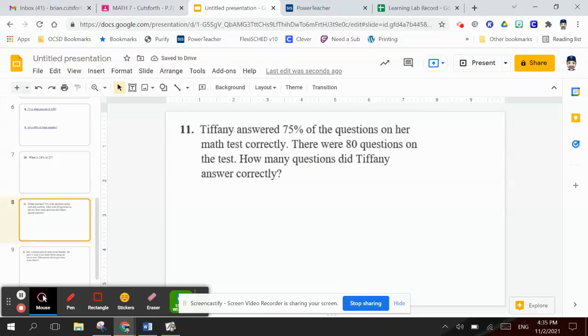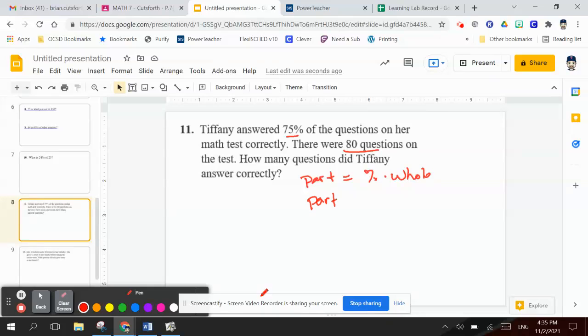Number 11 says Tiffany answered 75% of the questions on her math test correctly. There were 80 questions on the test. How many did Tiffany answer correctly? So we know the percent and we know the total. We need to find the part. So the part equals percent times whole. So my percent is 75, so I have my part equals 0.75, I change my percent to a decimal, times 80. So the part equals 80 times 0.75, which is 60 questions.